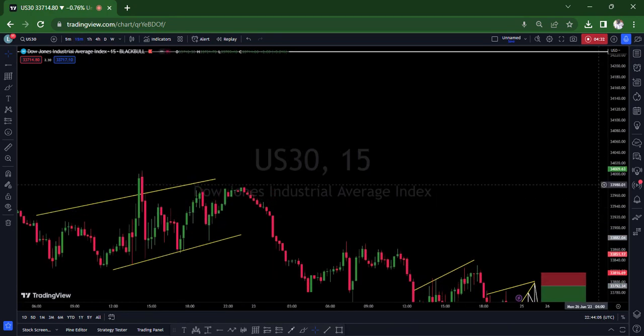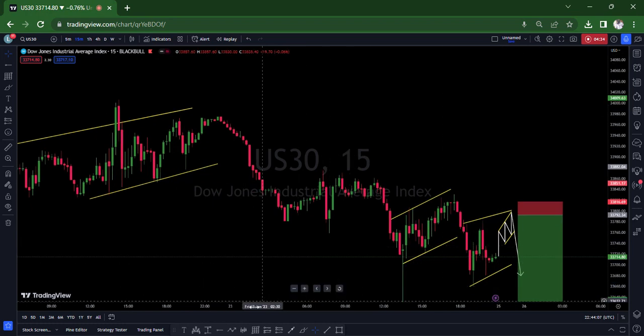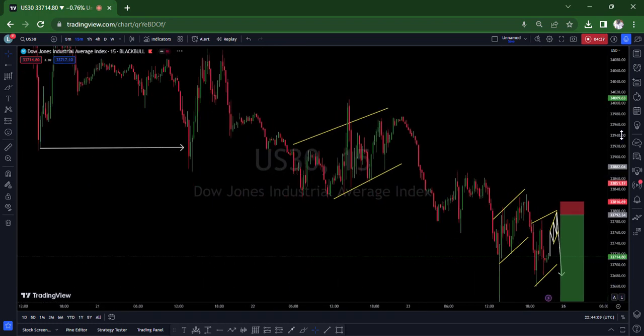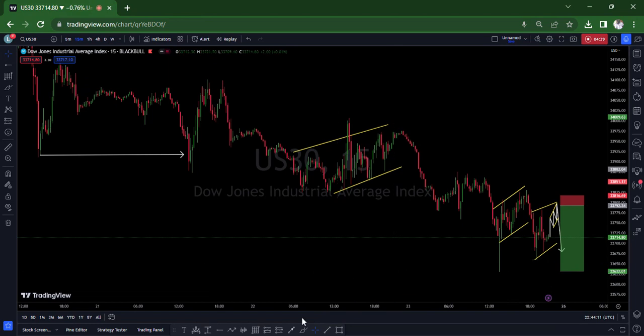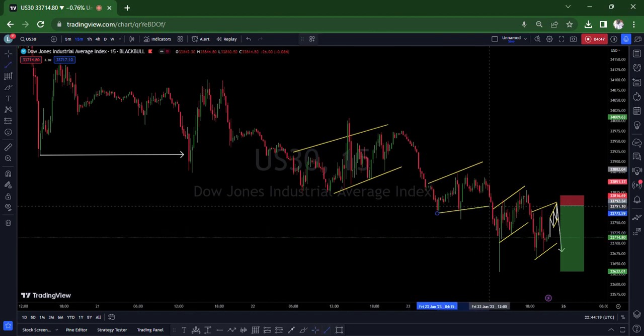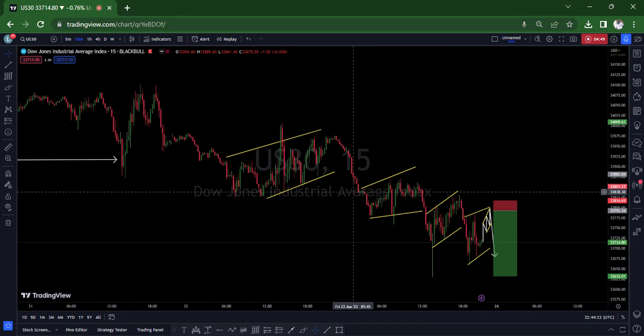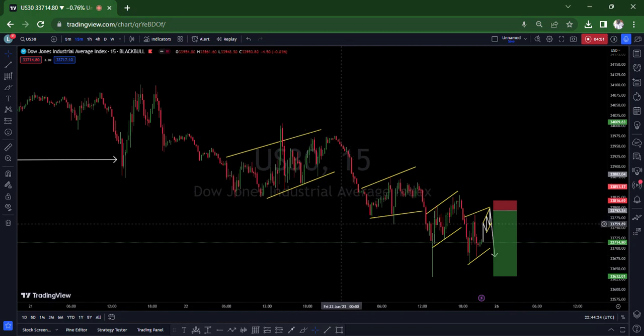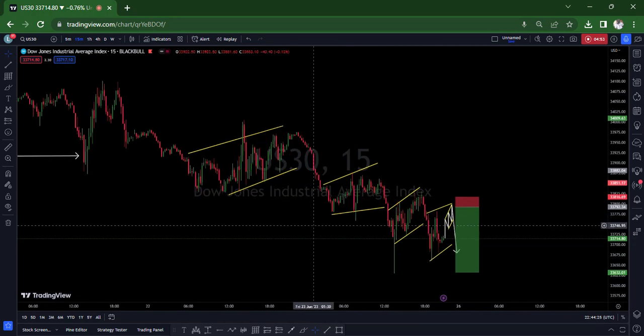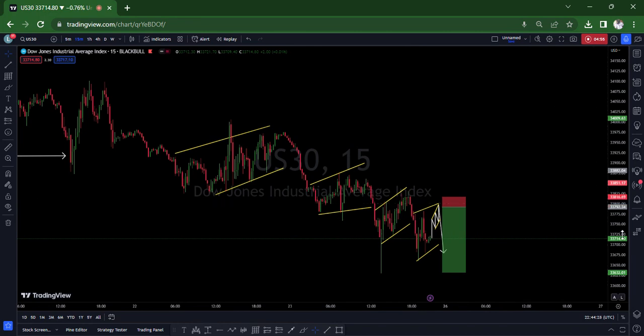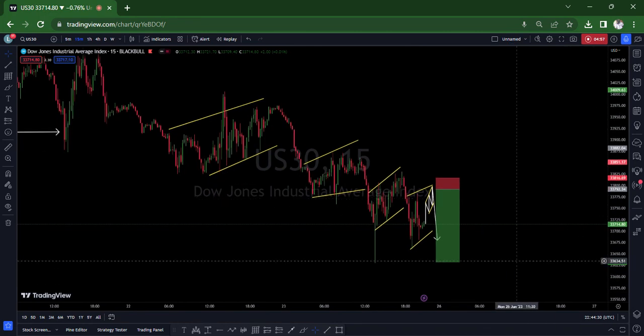So this is what I have on US 30. If you watch the way the market is moving, it has been moving in a form of continuation pattern. Although the price action is kind of wicky and spiky, it has been creating a lot of wicks at the candle.